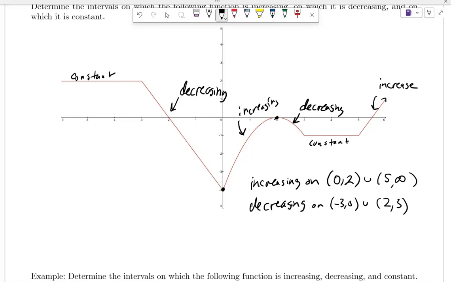So far, so good? What about constant? Where is the function constant? And again, we're referring to the x values. Good. Negative infinity to -3. 3 to 5. Good. The function is flat all the way until we get to -3. And then it's flat again from 3 to 5. Is that okay? Right.